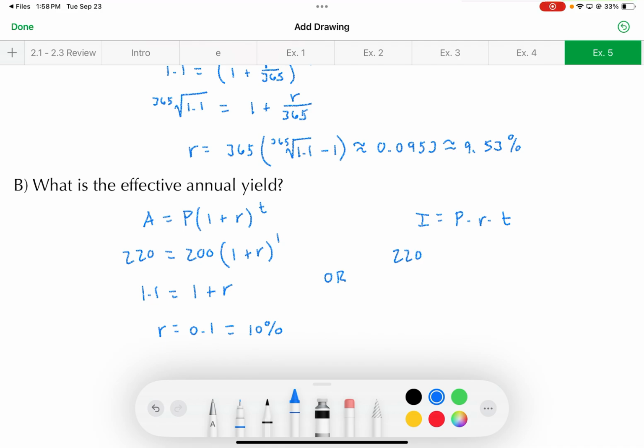Well, think about, how do I calculate my interest in this case? I take the final amount, 220, subtracted by the initial amount, 200. And the initial amount is the principal, right? And then I always make T 1 in this case. So look what I end up with. This is 20 equals 200R. Divide the 200 over. And I'm still going to end up with 0.1 or 10%. Okay.